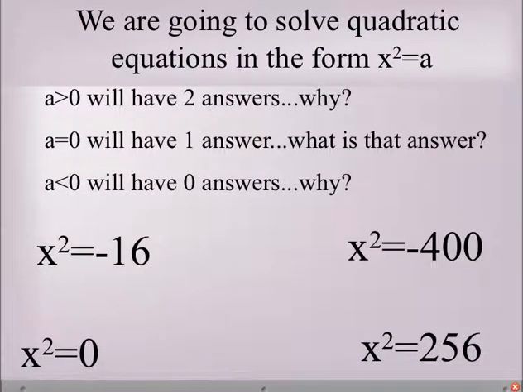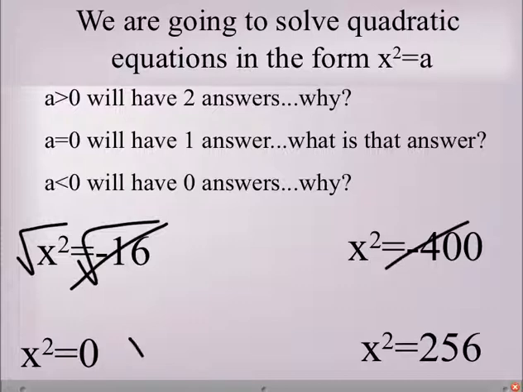And then let's try these ones. X squared equals negative 16. Well, if it's less than 0 and we try to square root each side, that's not possible, so we say no solution. And same with this one, there's no solution. X squared equals 0, x is equal to 0. And x squared equals 256, that means x is plus or minus 16. Okay?